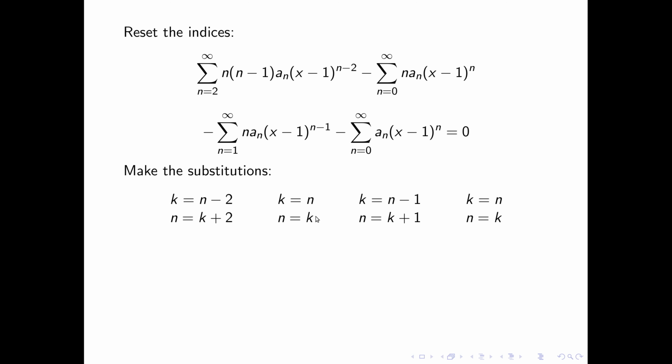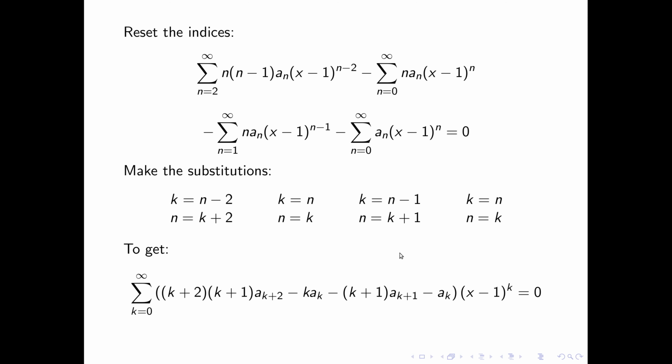Similarly, the second and fourth terms don't change. I'm just switching n to k. But the third term does change. The n minus 1 becomes a k, the n becomes a k plus 1, and that becomes a k plus 1. Once I've made all my substitutions, it looks like that.